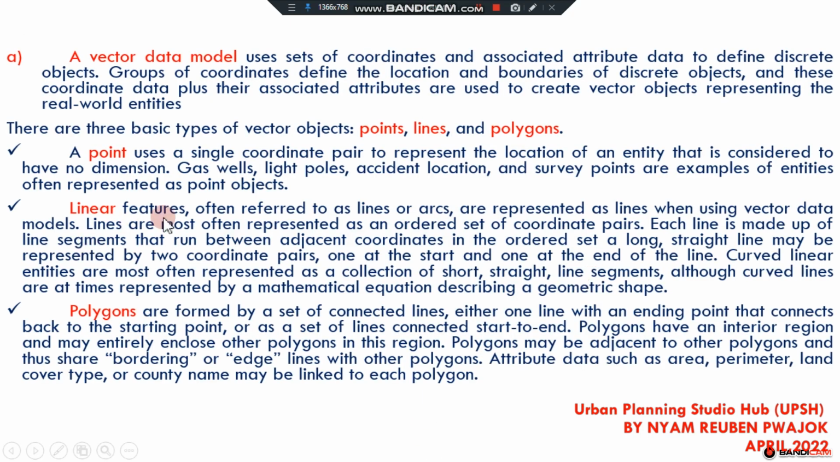All right, now let's go to a polygon. Polygons are formed by a set of connecting lines, either one with an ending point that connects back to the starting point, or a set of lines connected start to end. Polygons have an interior region and may entirely enclose other polygons in the region. Polygons may be adjacent to other polygons and thus share bordering or edge lines with other polygons. Attribute data such as area, perimeter, line cover, type, or country name may be linked to each polygon.